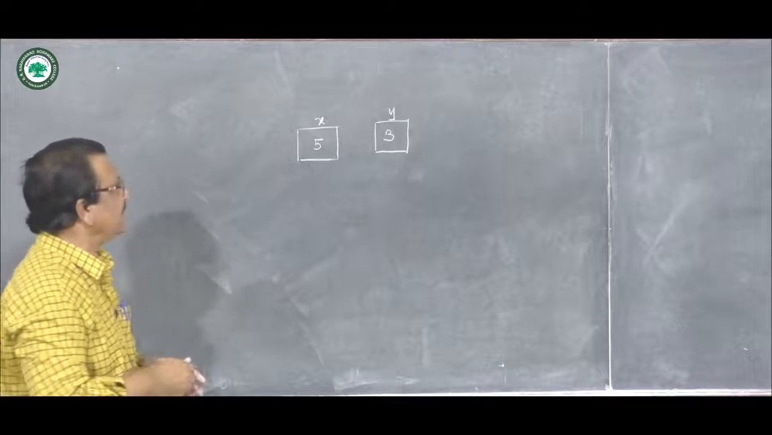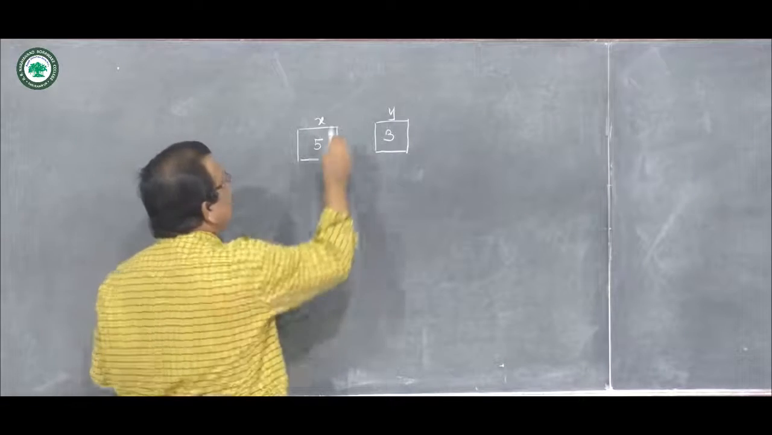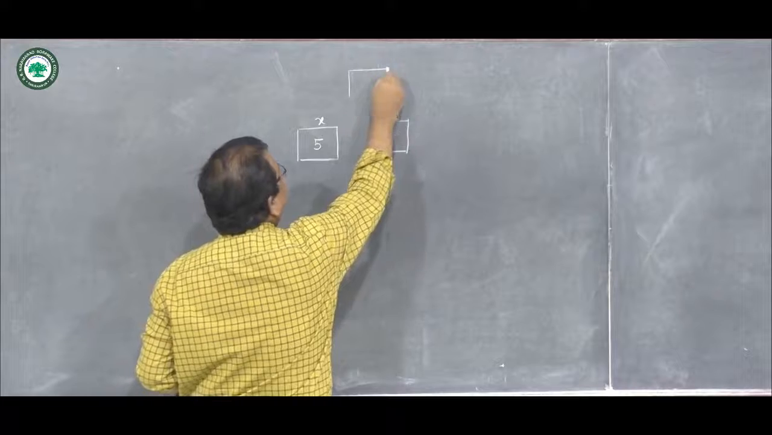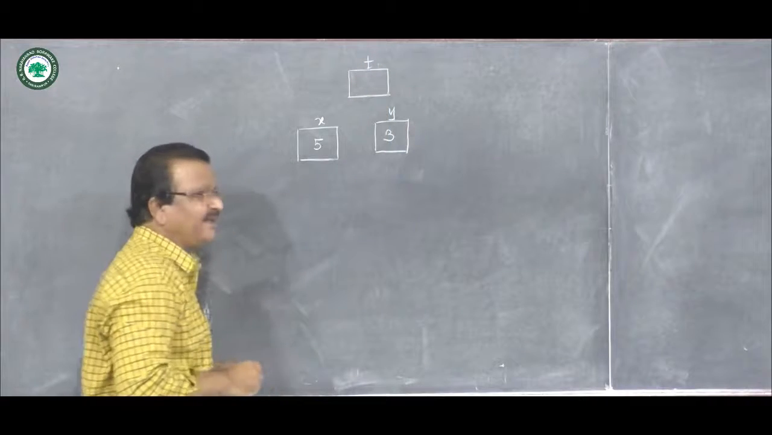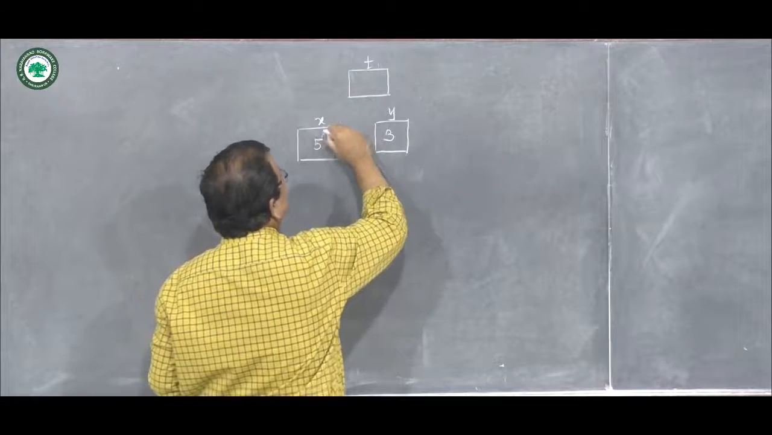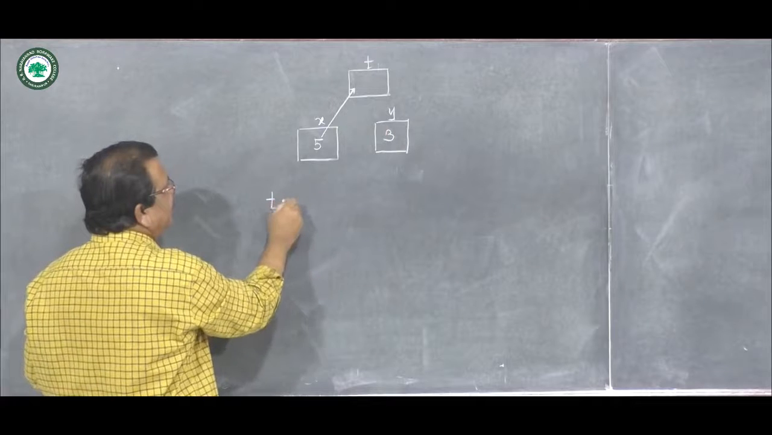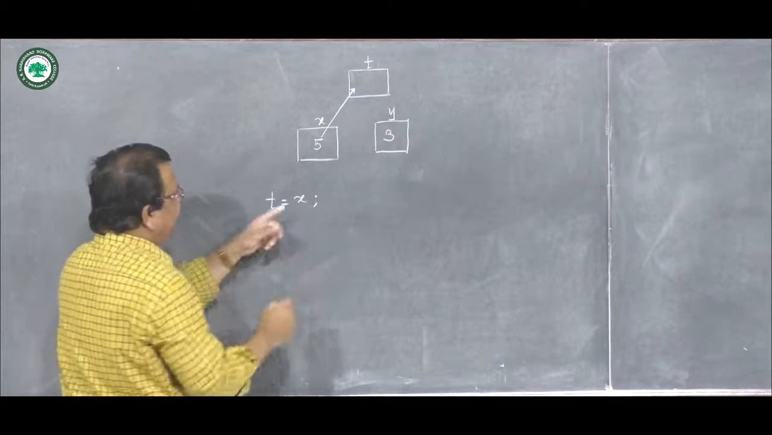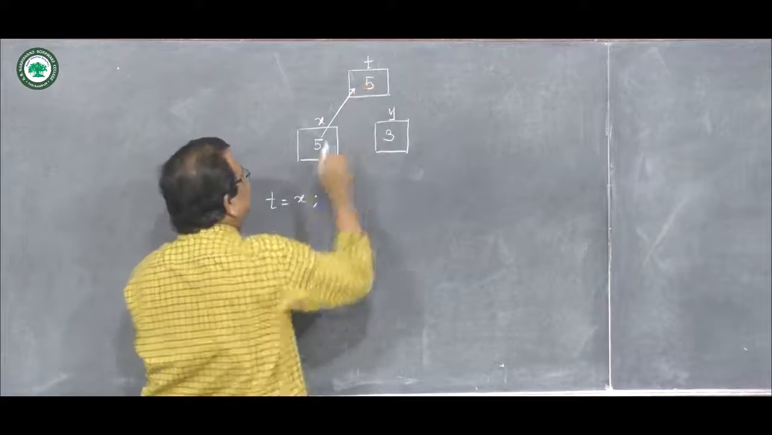two variables. Namely, I am going to use one temporary location, namely t or temp. Then what I will do is transfer this x into t. So how will you write that? t equal to x. The content of x becomes the content of t. So 5 has been copied into t.